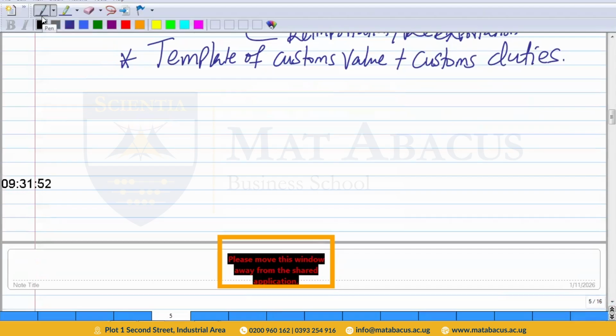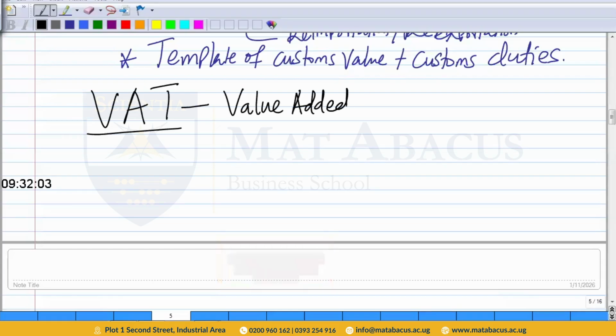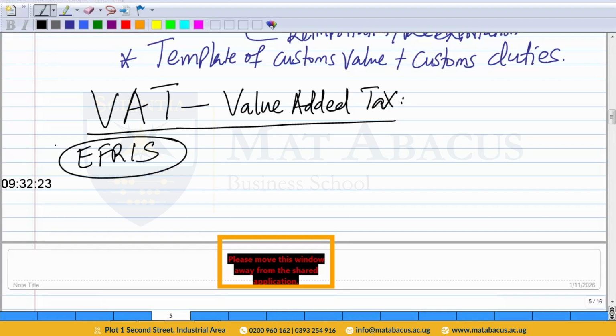So what is customs management? The other area we shall look at is called the VAT. VAT is value added tax. VAT in Uganda developed prominence in 2021 when they started enforcement of IFRIS. Who can give us IFRIS in full?